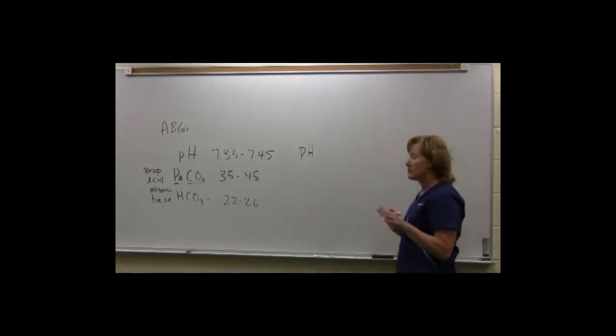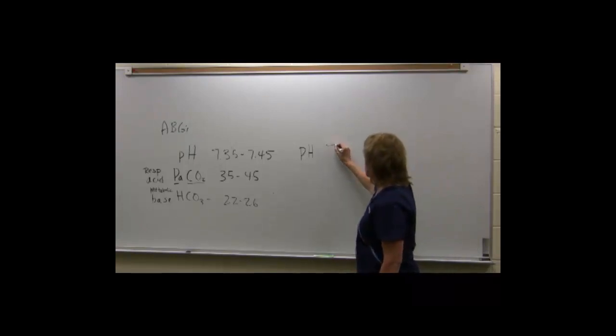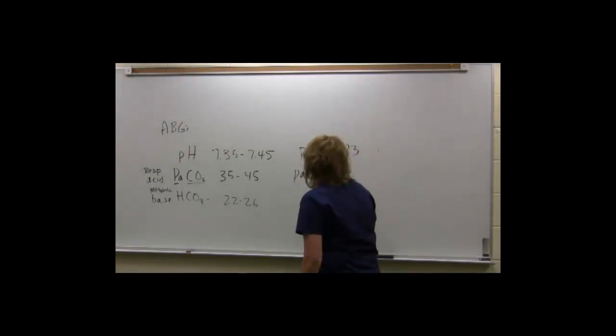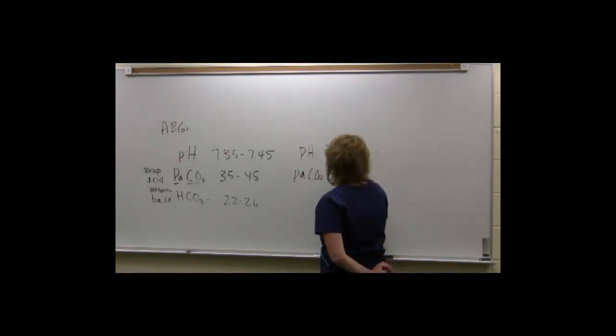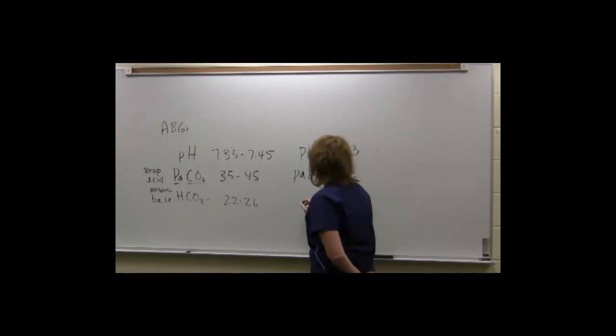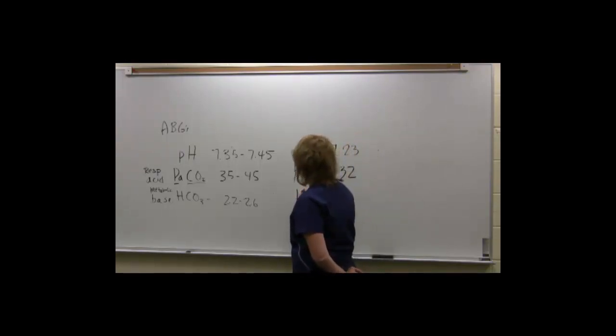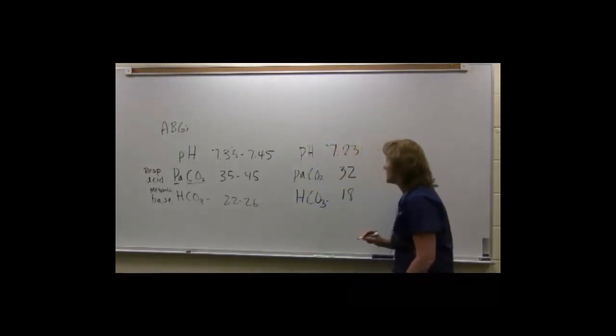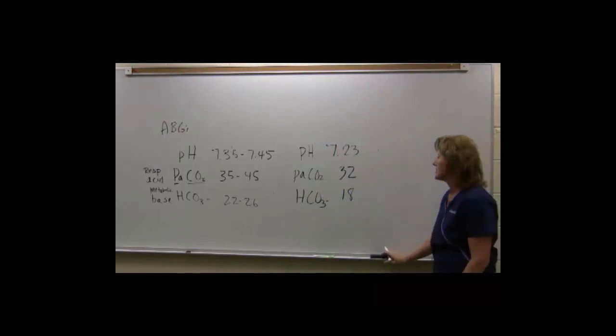Okay, we're going to start with partial compensation. In this case, my pH is 7.23. My PaCO2 is 32. And my bicarb is 18. Okay, so let's look at our parameters.